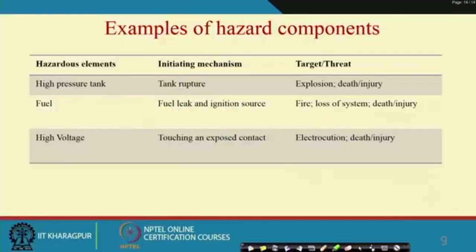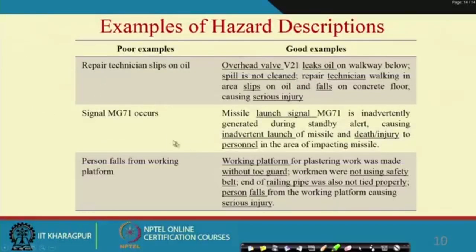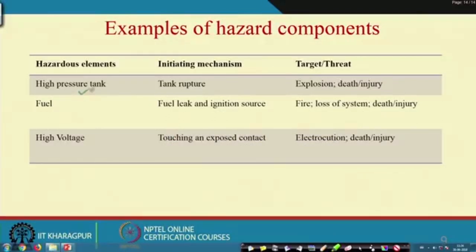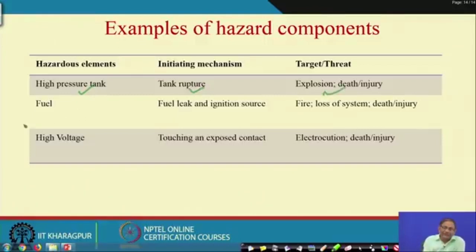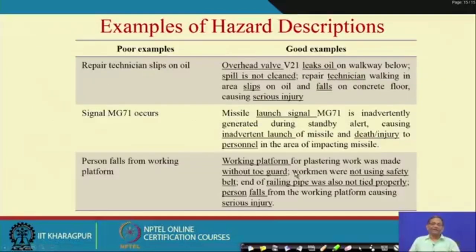A few more examples. A pressure tank system where the hazardous element is the high pressure tank. The tank may rupture, leading to explosion and death. Suppose you think of a petrol pump, fuel is there, the fuel may leak, there is an ignition source, it may lead to fire loss or damage. You think of high voltage, what example we have already given. So these are some examples of hazard components. Hazard is a very, very important concept in safety engineering, and all of you must know what is hazard, what are the different hazard components, and we must be able to understand how to document hazard.